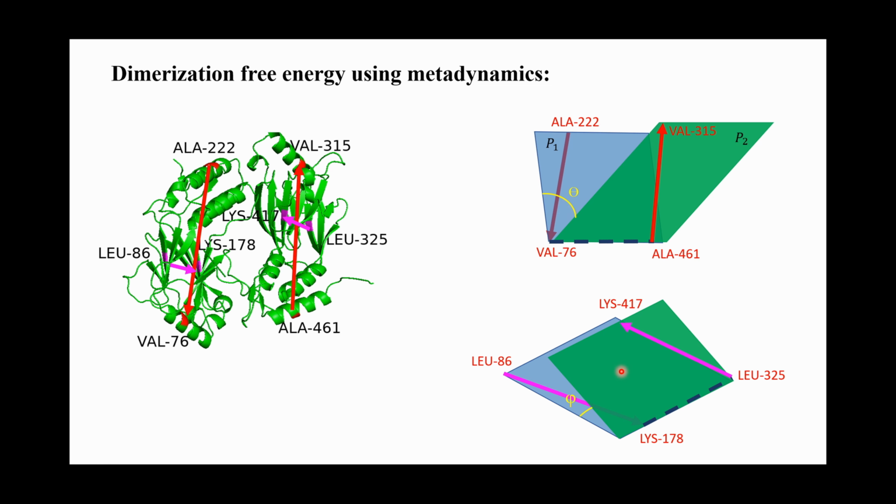Same plane has been generated by the magenta vectors, and the angle between them is phi, as you can see. So phi and theta are the reaction coordinates of the metadynamics simulation that we are performing to see the result of the favorable dimer conformation. But unfortunately here our result didn't converge, so hopefully we will later show some very exciting results from this metadynamics simulation.